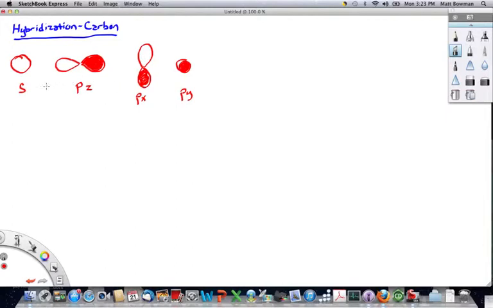Now, carbon can form two types of bonds. It can form sigma bonds, like hydrogen, and these are direct bonds. Hydrogen, the two of them are right next to each other. It can also form pi bonds. Pi bonds use p orbitals only.